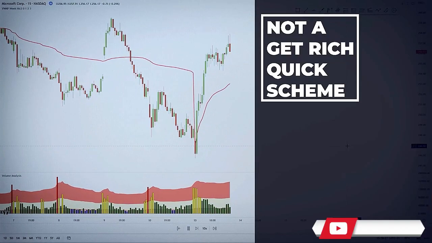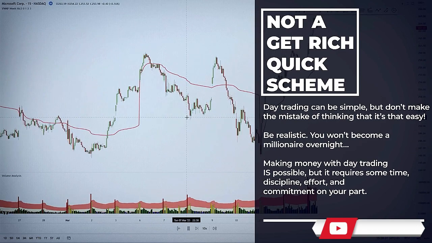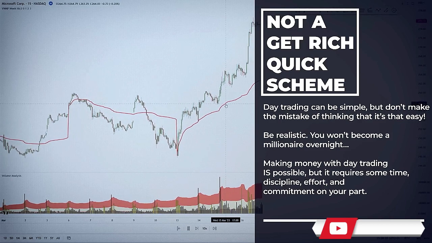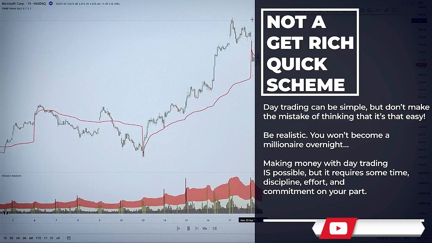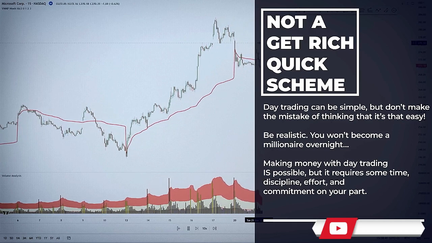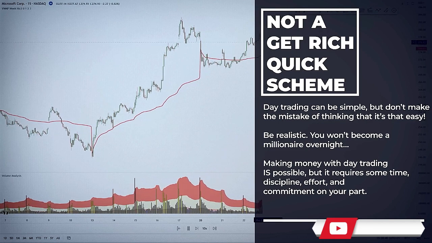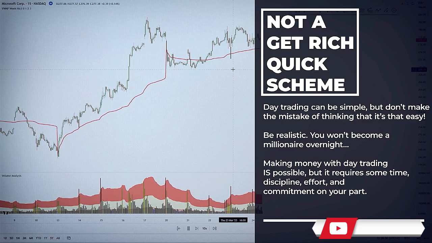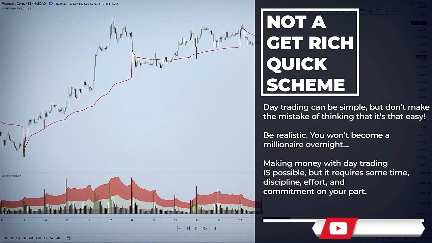Now let's be clear. Day trading can be profitable, but it isn't a get-rich-quick scheme. Day trading can be simple, but don't make the mistake of thinking it's that easy. I know that there are many websites that try to tell you differently, that you just have to read about it for a couple of days and then magically you'll become a day trader. So let's be realistic. You won't become an instant millionaire overnight.